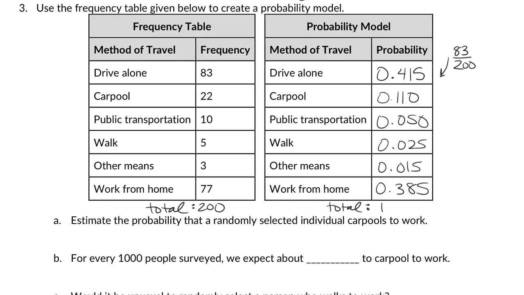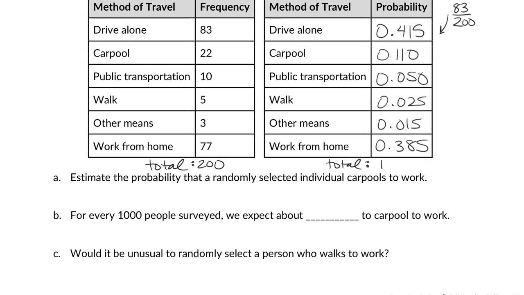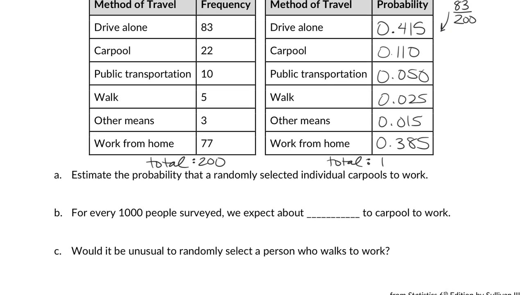Once we have this probability distribution, we can answer questions like A, B, and C. It says, estimate the probability that a randomly selected individual carpools to work. What's the probability somebody carpools to work? 11%. So we could say 0.110, or we can say 11%. We didn't have to do extra work because it's in my distribution table.